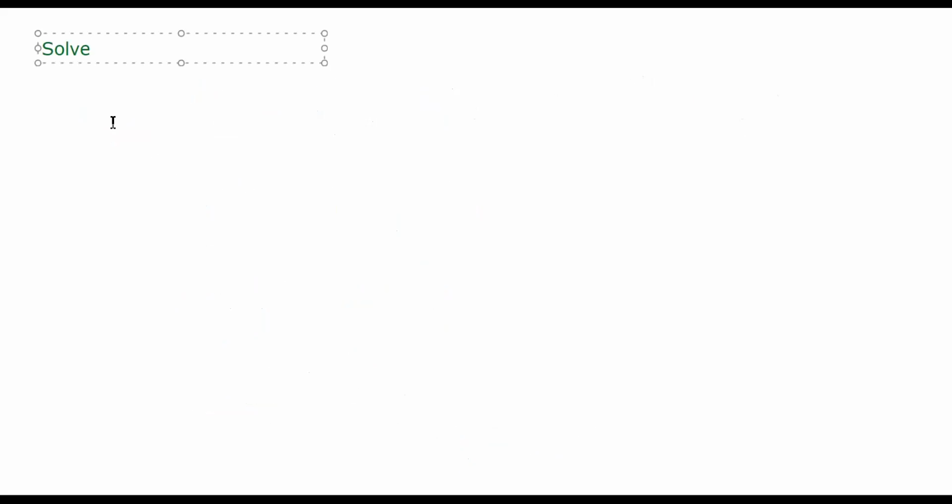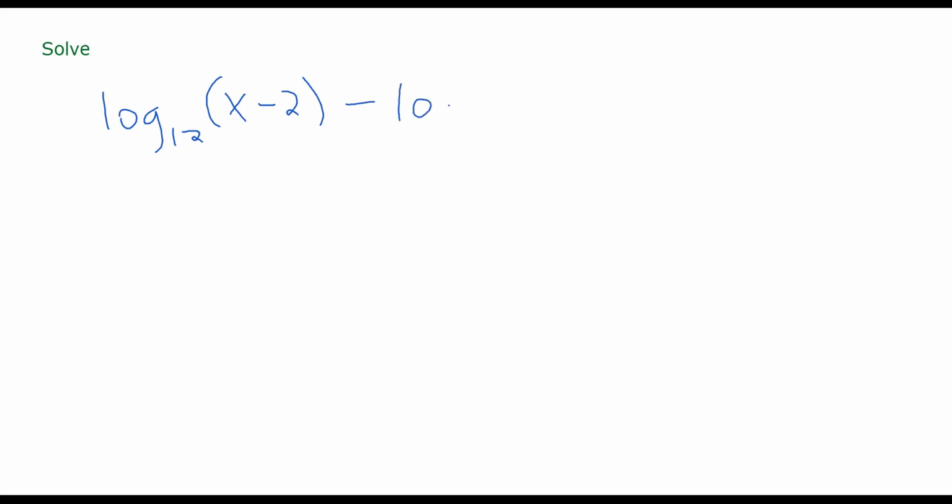Let's try yet another one. These are good problems to work. These are popular types of problems to use on an exam. Log base 12 of x minus 2 minus log base 12 of x plus 7 equals log base 12 of 3.